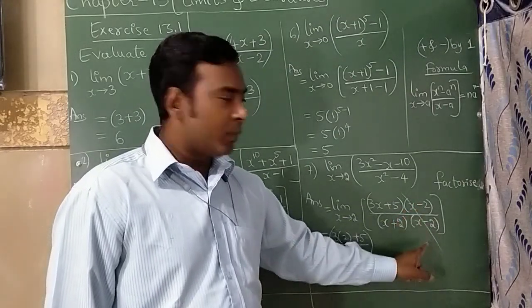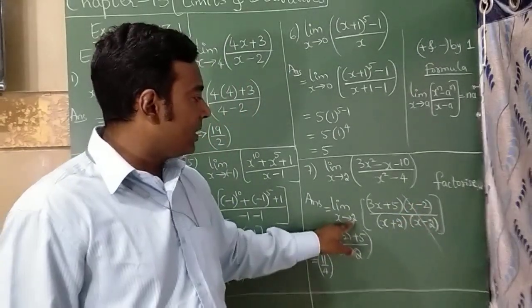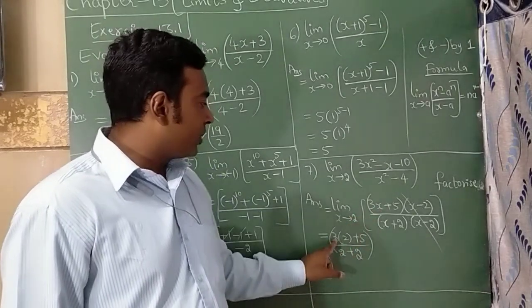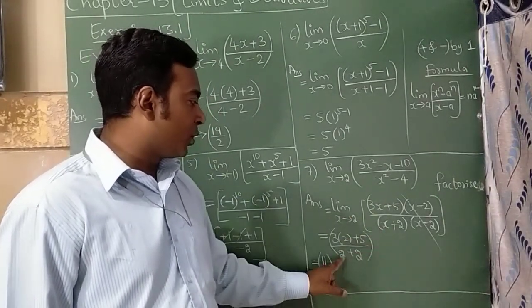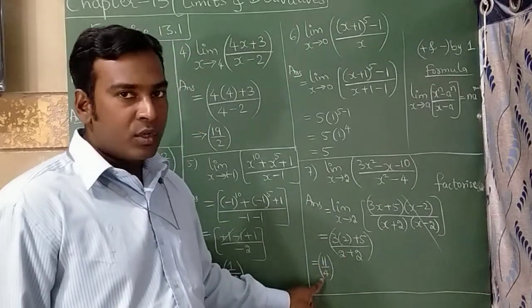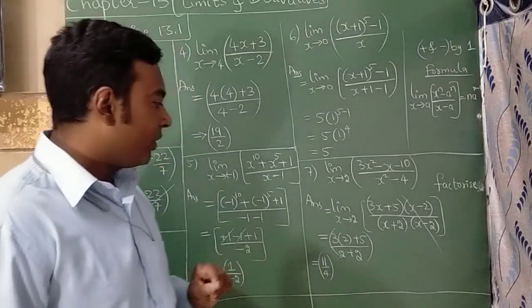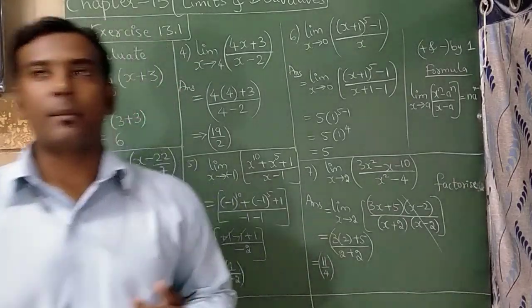Numerator and denominator both get cancelled. Where there is an x, substitute 2 here. So 3 2s are 6 plus 5 is 11. Now here if you substitute 2 in the denominator, 2 plus 2 is 4. So the final answer is 11 by 4. Let's move on to the next sum.